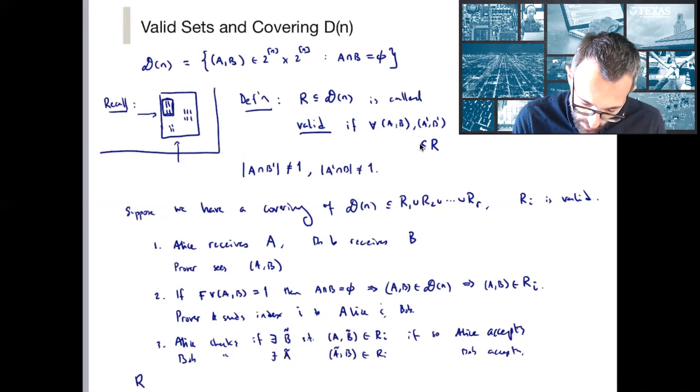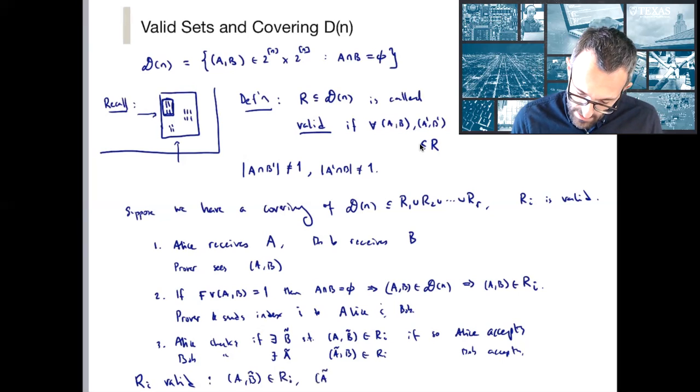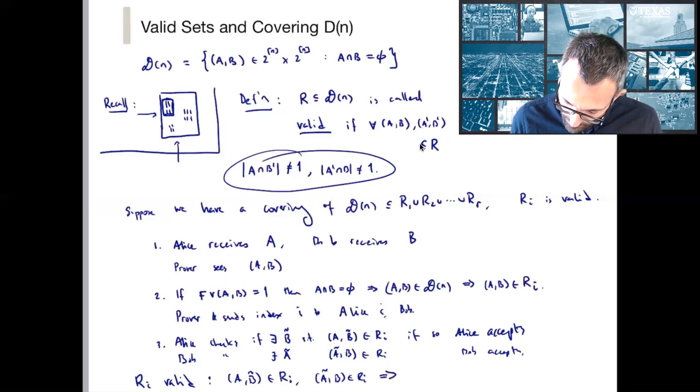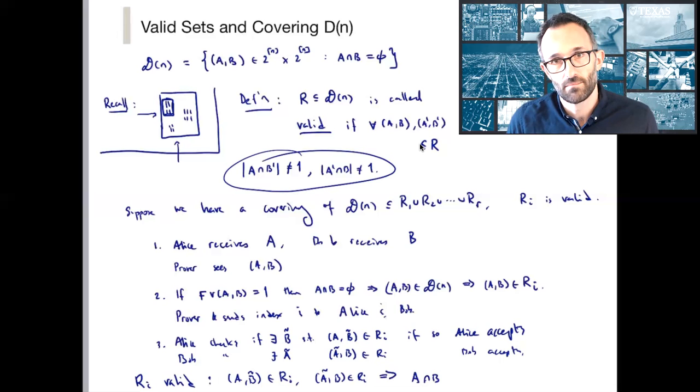And that's exactly why we need validity. So if Ri is valid, that means that if A and B tilde is in Ri, and if A tilde and B is in Ri, well, looking at the condition of validity, this means that A and B does not have intersection 1, which means, based on our simplification, that it has to have intersection 0, and hence Alice and Bob win.